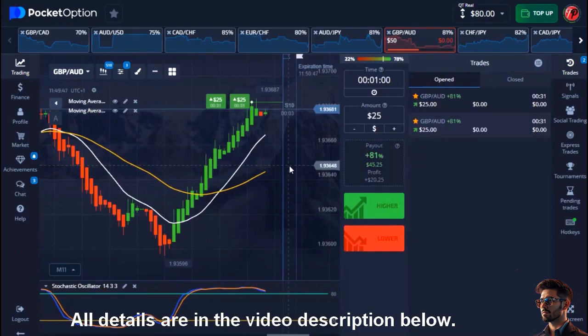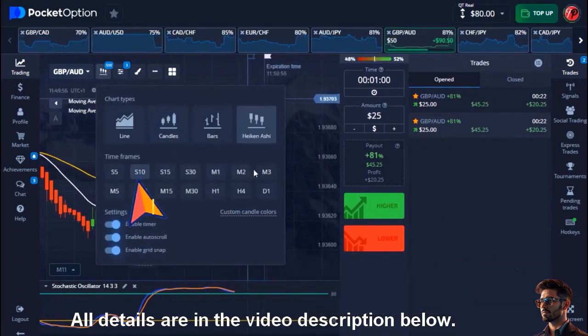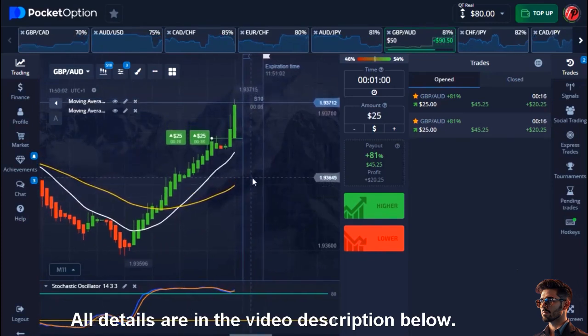Another thing I forgot to mention is that I'm doing this on the 15-second candle time frame, not 1 minute. I'm actually doing this on the 15-second candle time frame. I hope that is clear. So guys, let's wait and see. We have less than 19 seconds to close this trade.